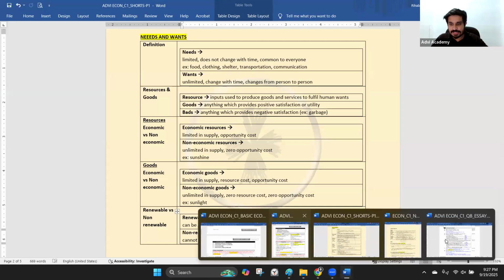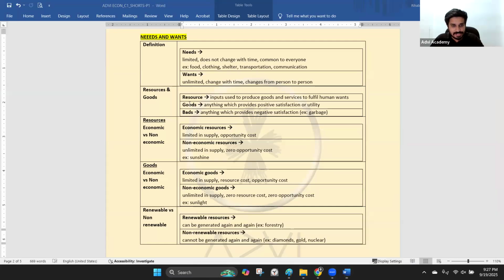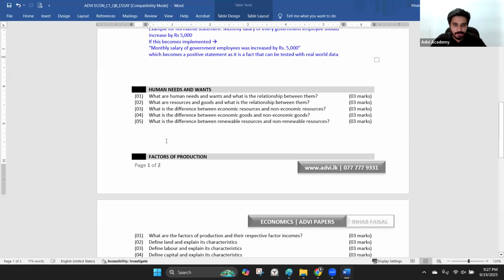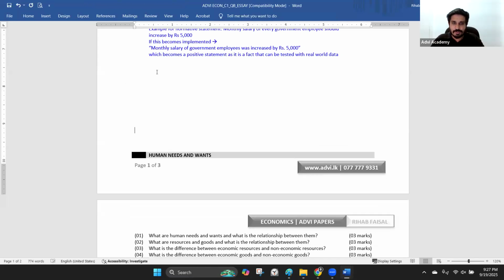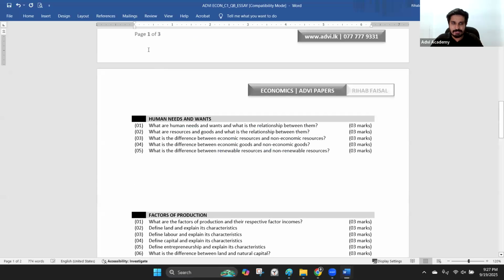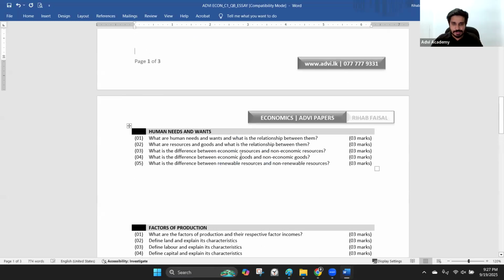I'm going to add this to the question bank also. It's a lovely question. I just got it right now. Human needs and wants. I'm going to add it. What are human needs and what are wants? What is the relationship between them? These are the questions that I have for you in this section.